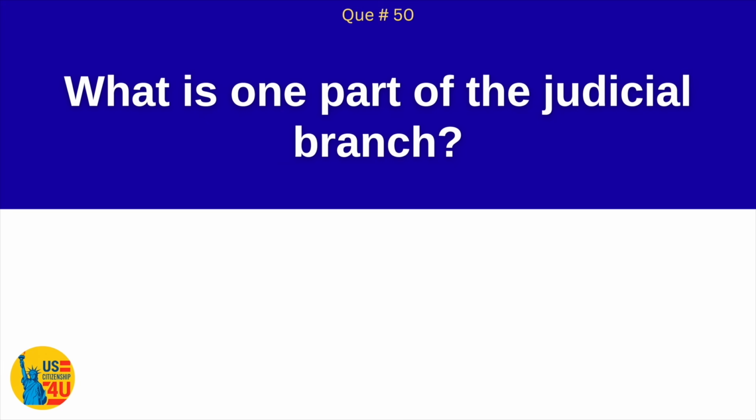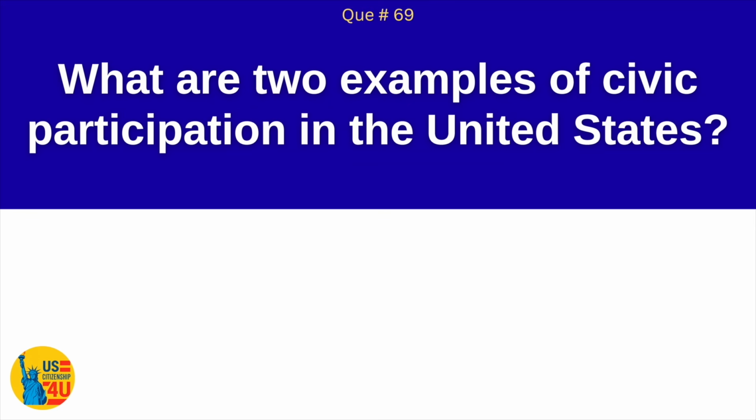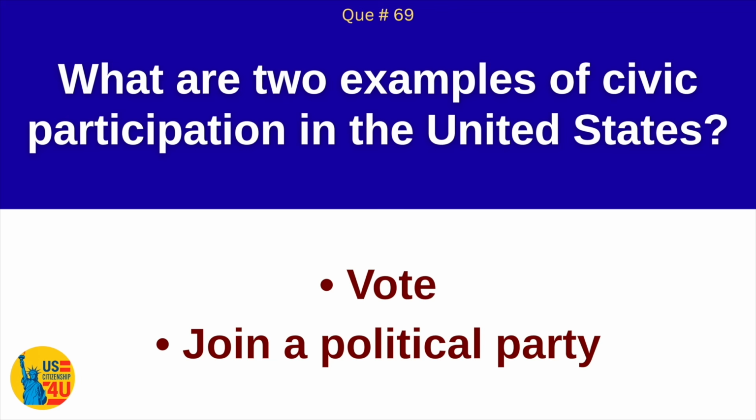What is one part of the judicial branch? Supreme Court. What are two examples of civic participation in the United States? Vote. Join a political party.